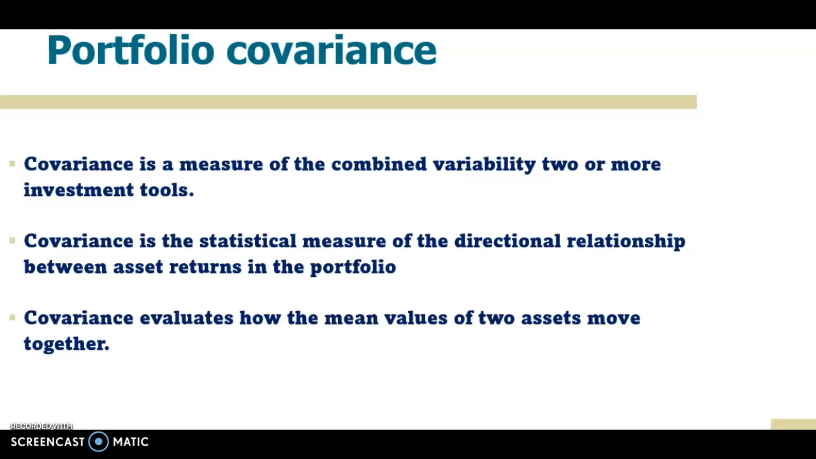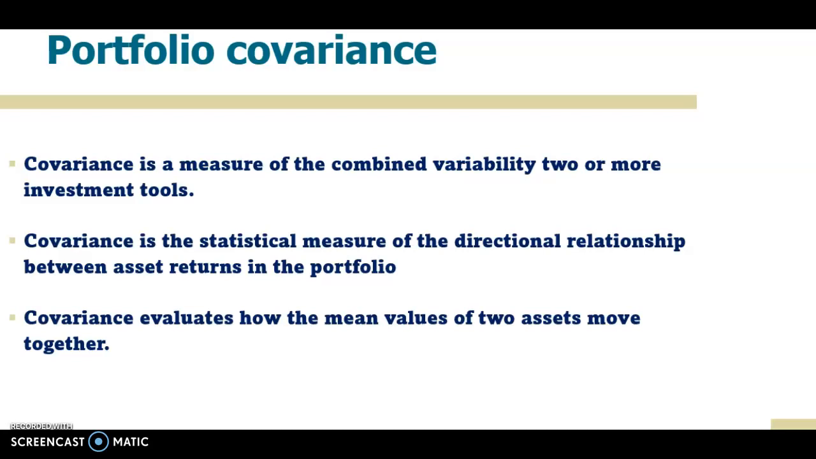Covariance measures the directional relationship between the returns on two assets. In other words, it is essentially a measure of the variance between two variables. In investment, covariance of return measures how the rate of return on one asset varies in relation to the rate of return on another asset in a portfolio.